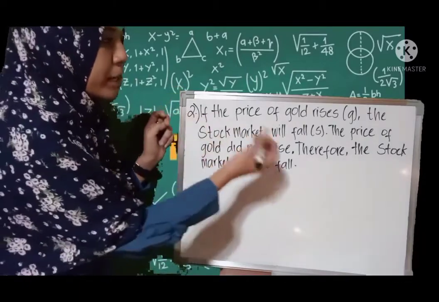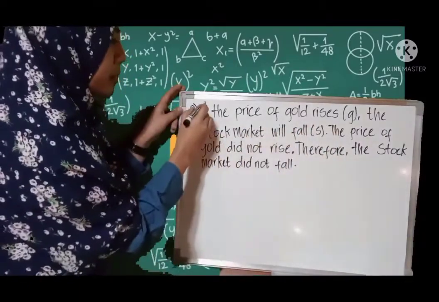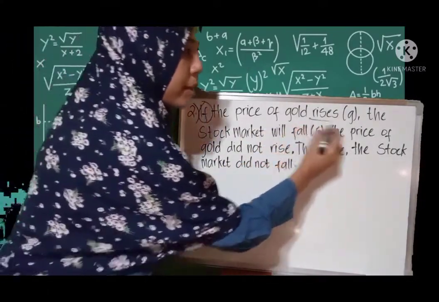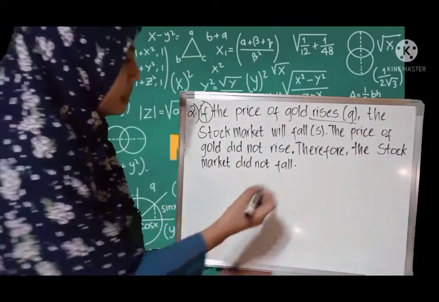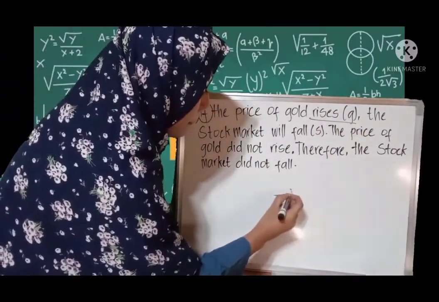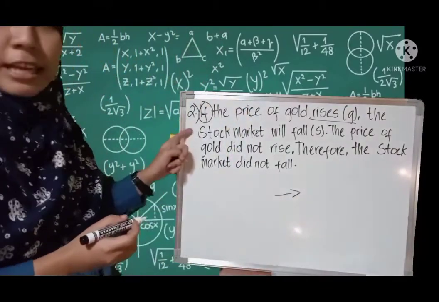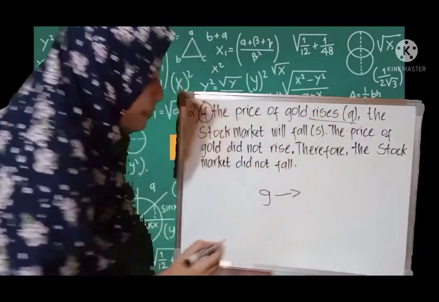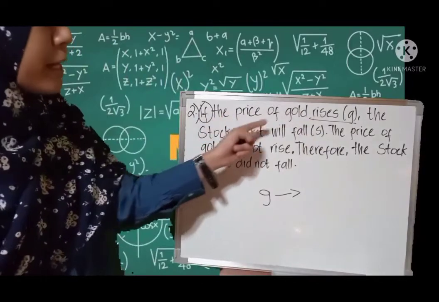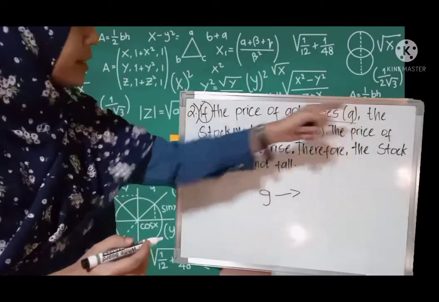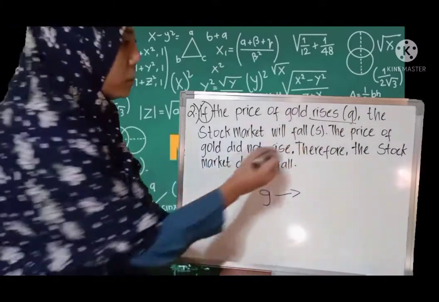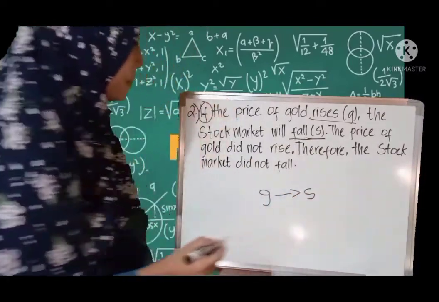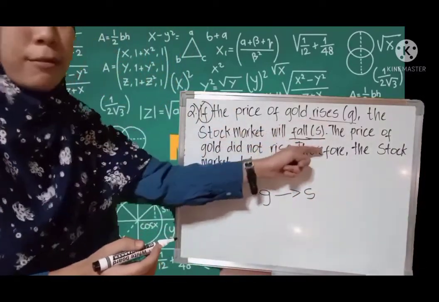So, now, if the price of gold rises, G, gumamit naman siya ng word na if. If the price of gold rises, represent as letter G. So, ngayon, isusulat natin na arrow. First, if. So, rises, letter G represent. If the price of gold rises, letter G, the stock market will fall. So, will fall represent as letter S. So, the stock market will fall.